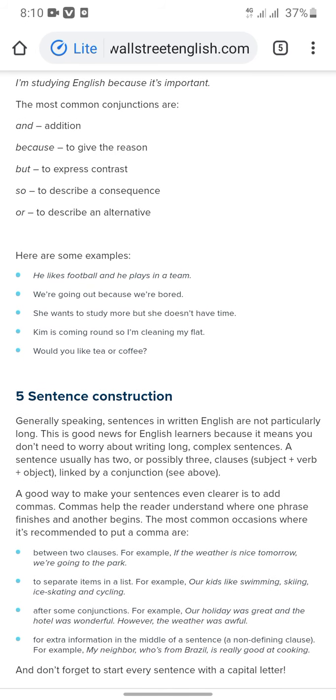Kim is coming round, so I am cleaning my flat. So is this a consequence, like it means that he is coming round, so I am cleaning my flat, so that's why I am doing so. So this is when something is done as a consequence of another, so the word so is added as a conjunction in order to connect that idea with the other.